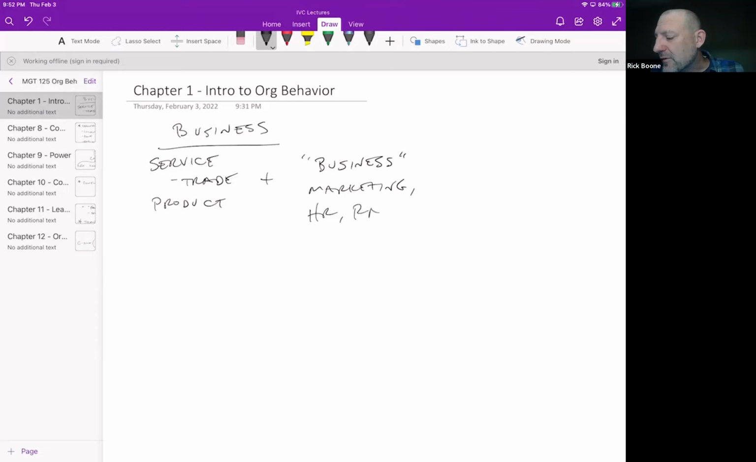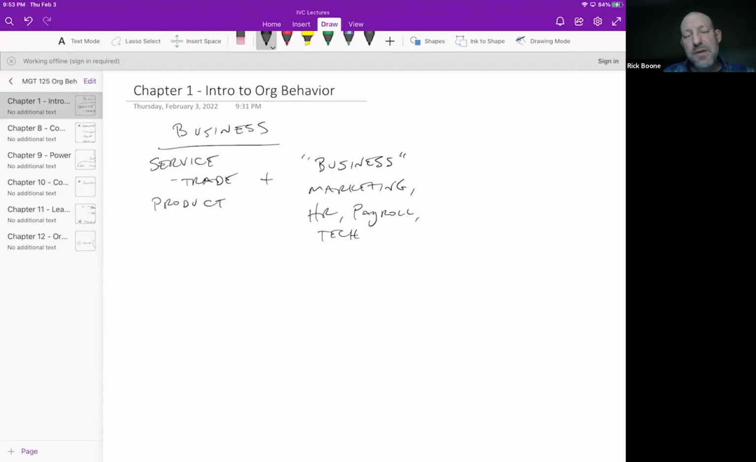Human resources, payroll, technology, IT, right? Every company is going to need certain things. Business planning, management, right? Think of all these things that you would encounter in any business. These are the skills that you're picking up in a business program. These are some of the skills that you're going to be learning in this organizational behavior class.